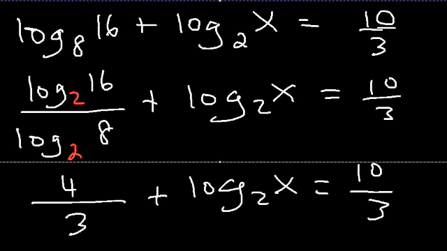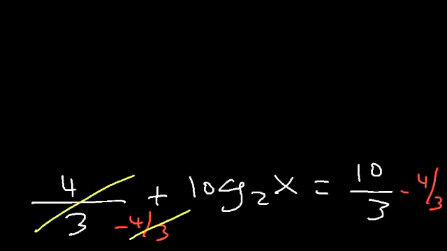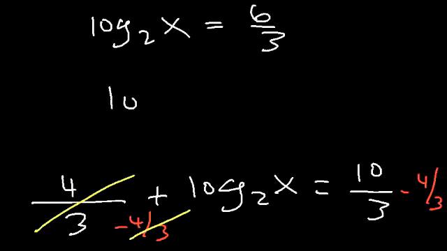So now let's subtract both sides by 4 over 3. So these two will cancel. 10 over 3 minus 4 over 3 is 6 over 3. And 6 divided by 3 is 2.